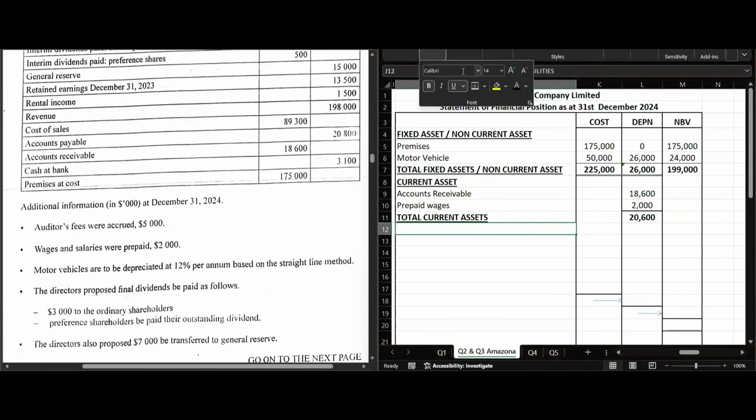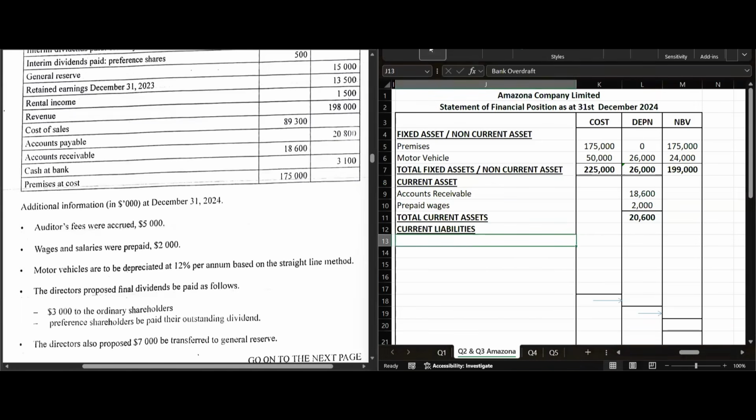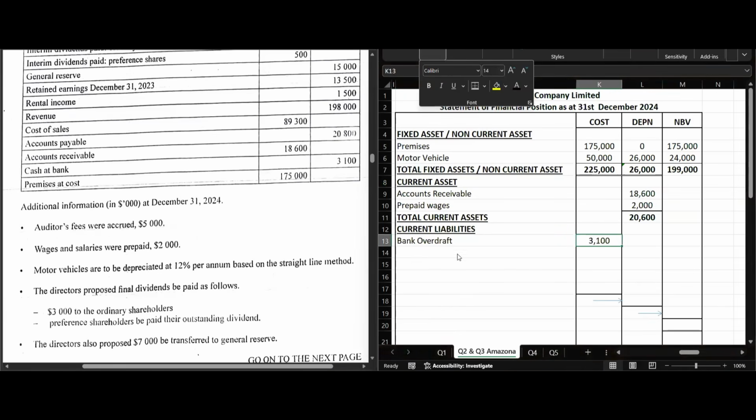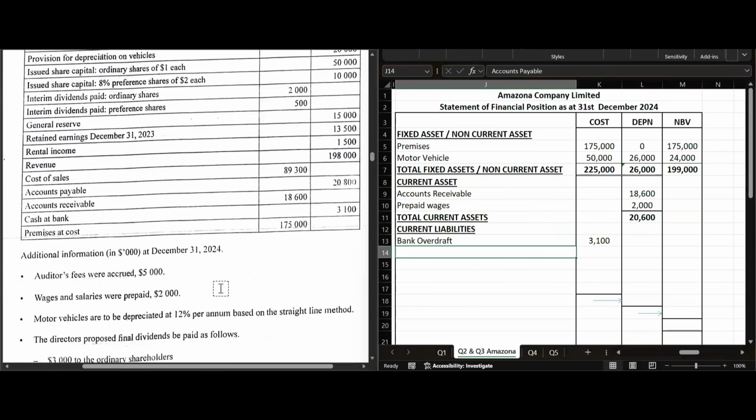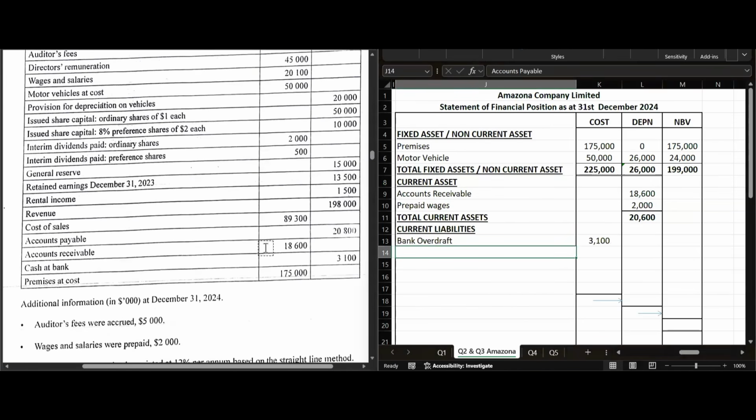Next up, we're going to list our current liabilities. Current liabilities are all amounts that we owe. Well, first, we're going to start off with the bank overdraft as we already identified. Nice. Now, next up, usually we have accounts payable. Yes, we do. 20,800, as you guys are seeing right there from your trial balance. List that as well.